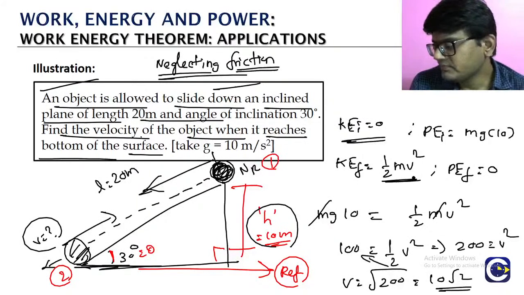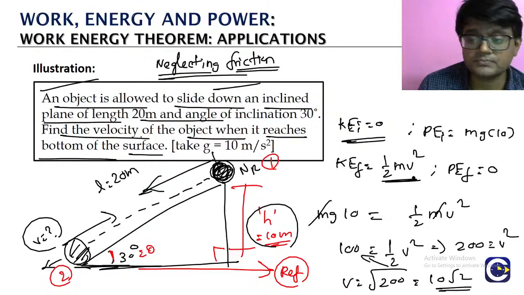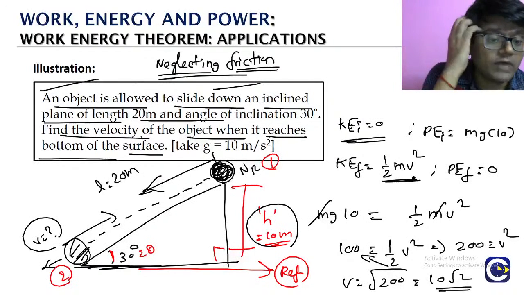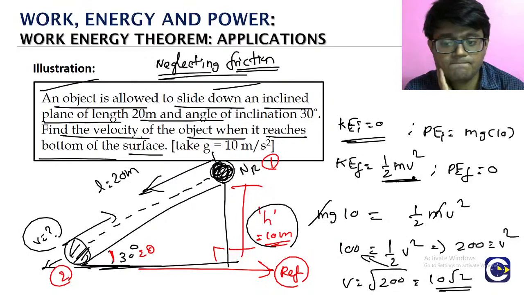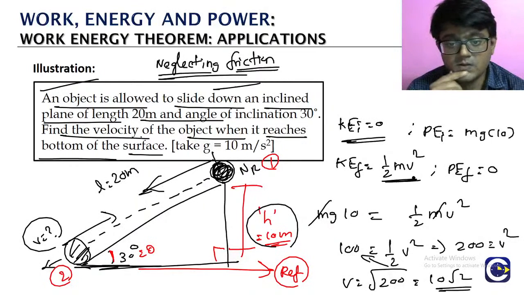meter per second. Here, we are assuming that the surface is smooth. Okay, good Maithili. So we are assuming that the surface is smooth, so we are not talking about the work done by friction. Okay? So check it, guys, what is the final velocity of the object when it is coming to the bottom? 10√2 meter per second. Root 200 means 10√2, right?